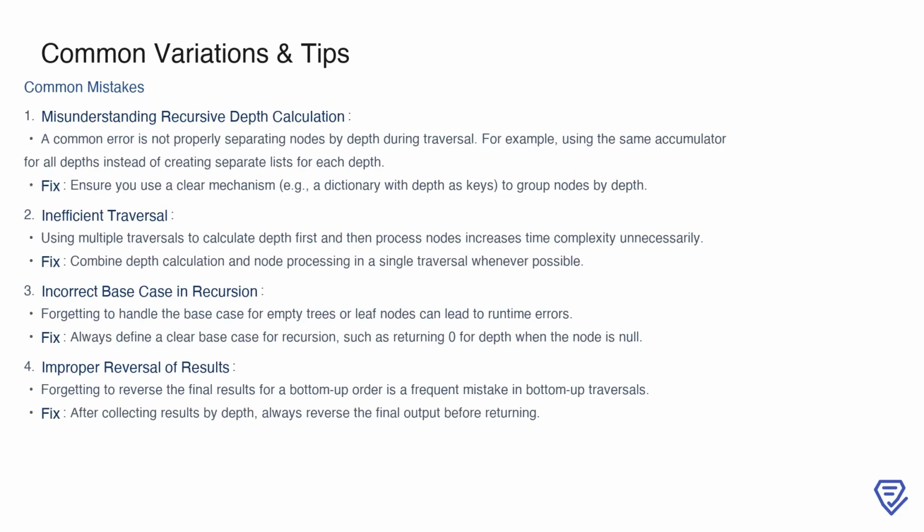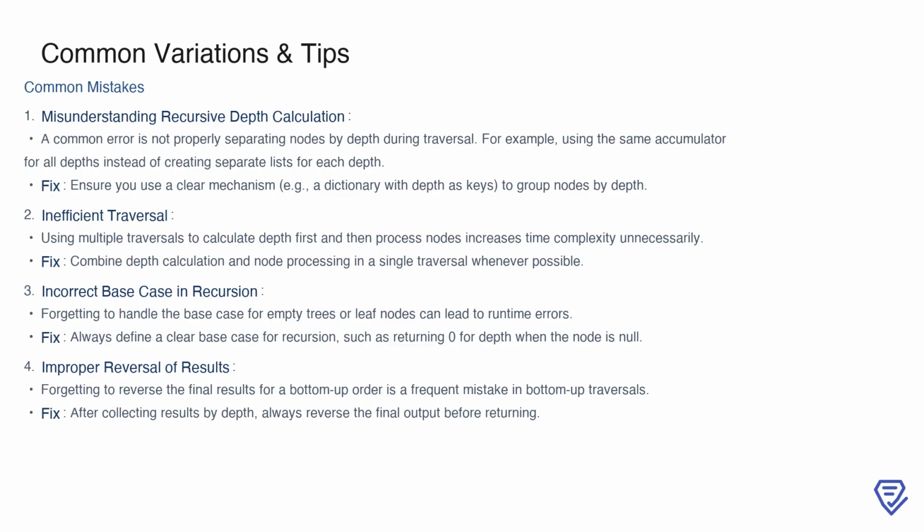When solving this problem, there are several common mistakes to watch out for. One major issue is misunderstanding how to calculate depth recursively. If you use the same accumulator for all depths instead of separating nodes by their respective levels, you won't group the values correctly. To fix this, make sure you use a clear structure, like a dictionary where the keys represent depths, to organize nodes as you traverse the tree.